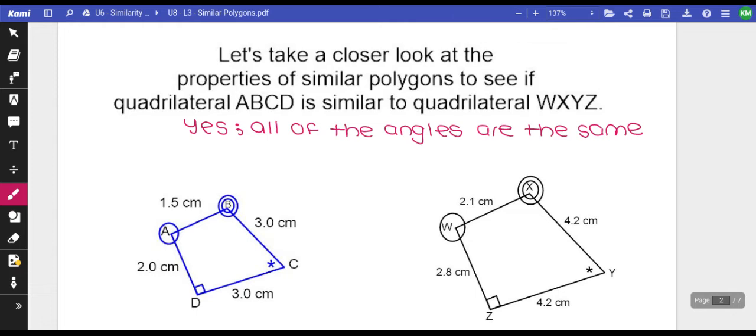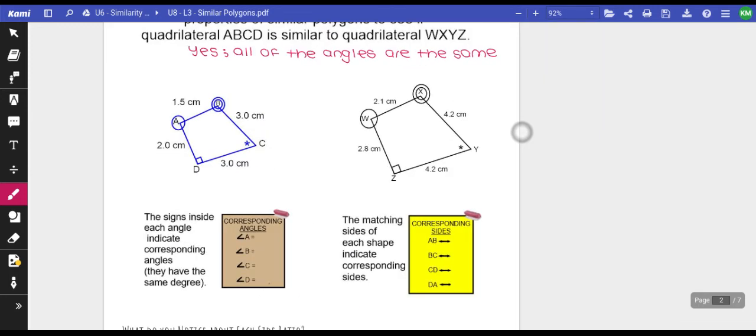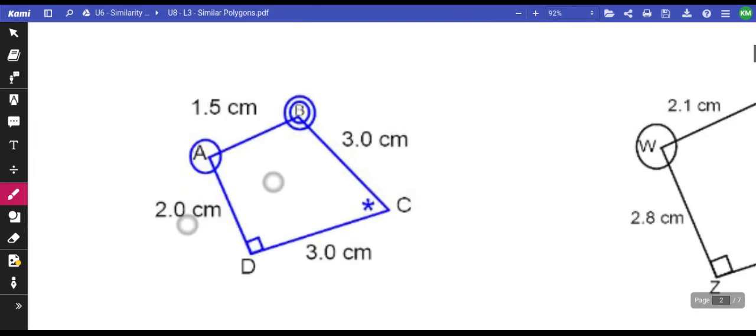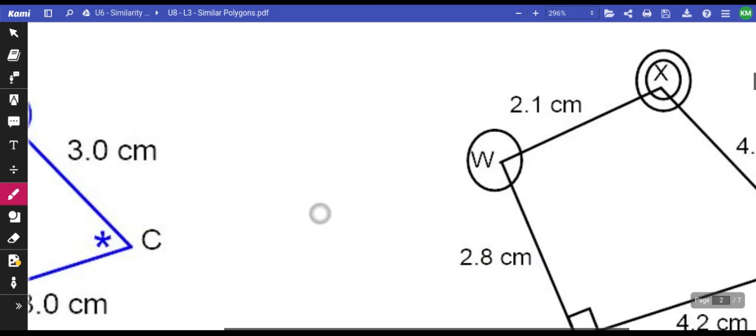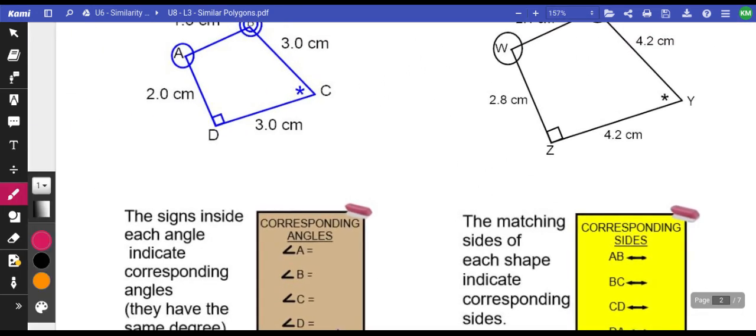The other way I could compare these is I could look at the proportions. And when I look at the proportions, they should all work out to the same scale factor. First thing I want to do, though, we're going to fill in this little chart here. Angle A is the same as angle what? So A was the same as W. So we're going to write that down here.